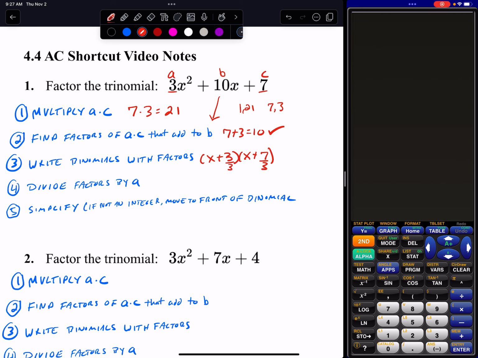And the last step is simplify, meaning that if it is not an integer, move the value to the front. Okay, if it is an integer, we can just simplify. So for example, x plus 3 divided by 3 is 1. And then 7 divided by 3 is 7/3. So what we're going to do is we're going to move that A value to the front and write 3x plus 7 and then check. We are done.